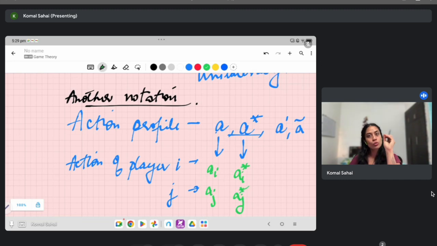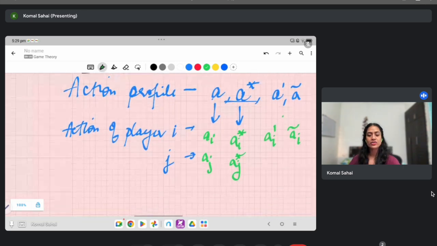ठीक है? So the superscript will keep on identifying the particular action profile that you are specifying, and the subscript will keep on identifying the player, the player whose action in that action profile is there. तो उसका भी जो भी assigned action है in that action profile. ठीक है? Similarly over here, if it is a prime, then you will have a_i prime. If it is a tilde, you will have a_i tilde. Similarly for a_j. ठीक है?